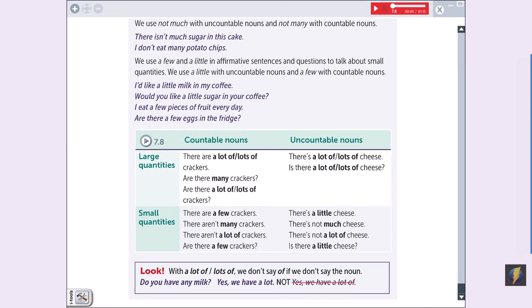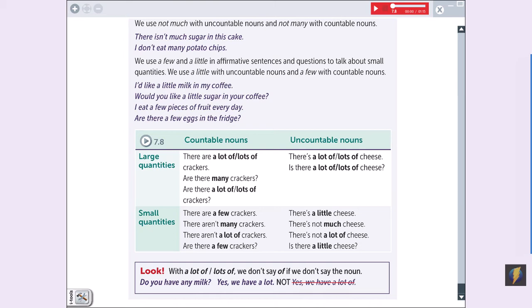Sugar is uncountable. No pueden decir quiero 2 azúcares y agarrar una puñada de azúcar. Entonces se considera que todos los granos, por ejemplo, lo que es en polvo, líquido, el aire es uncountable, el cabello es uncountable. So, would you like a little sugar in your coffee?